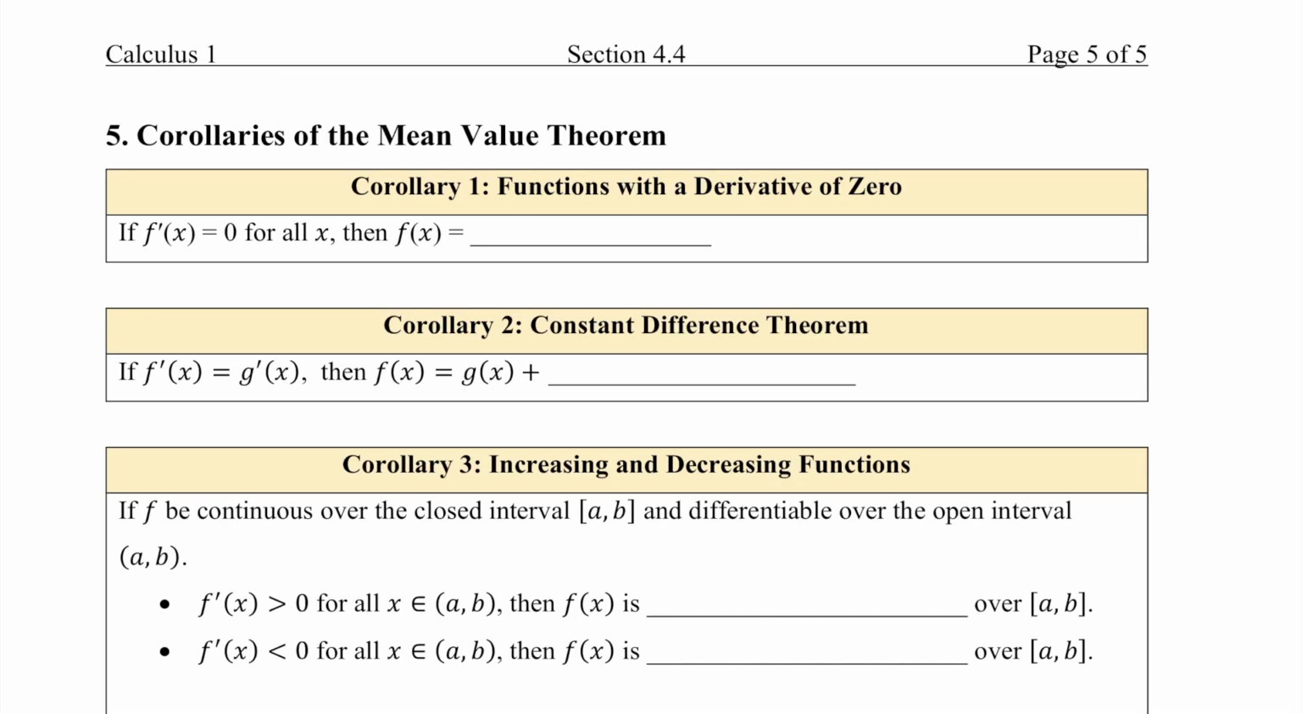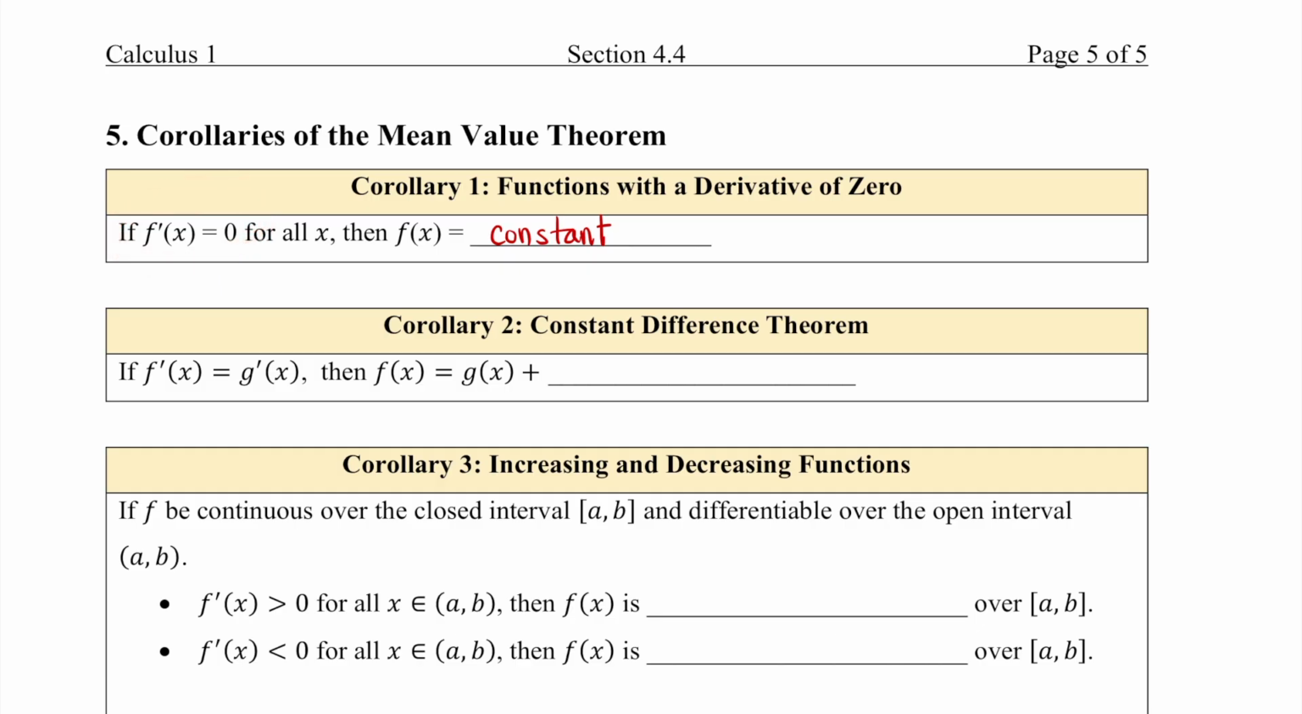All right, let's finish this section by looking at some important results from the mean value theorem. The first one, functions with a derivative of 0. If the derivative of a function is 0 for all x, then the function must be a constant. What does this mean? If the slope is 0 everywhere, the graph is completely flat, so the function never changes. It stays the same value.